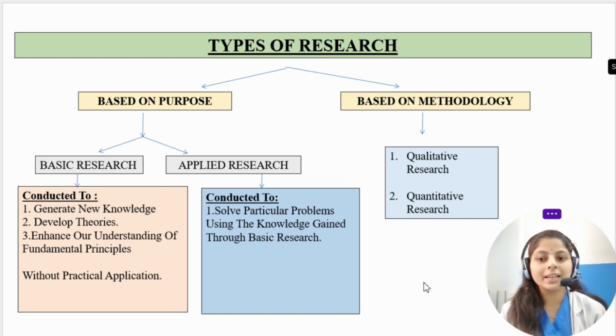Basic research we mainly conduct to generate new knowledge, develop theories and also enhance our understanding of fundamental principles. And when we move on to applied research, we mainly do it in order to solve particular problems using the knowledge gained through basic research processes. Based on the methodology, there are two types. One is qualitative research, another one is quantitative research.